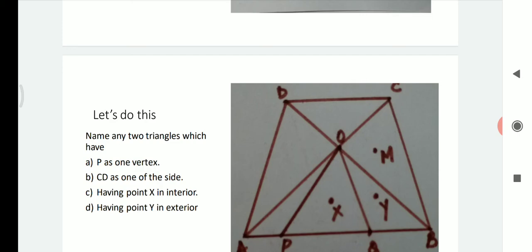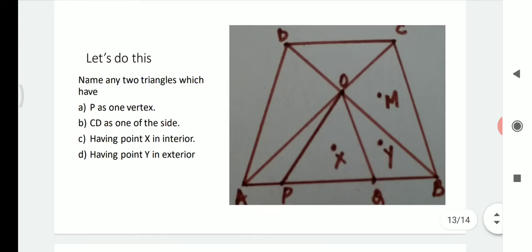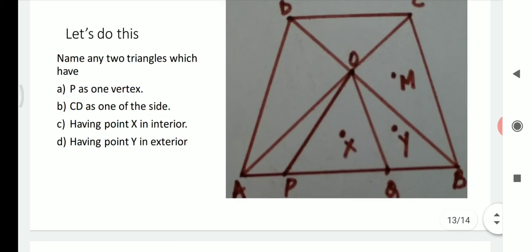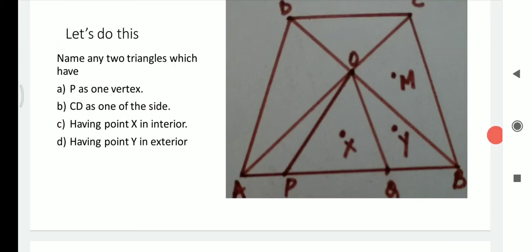Now the third point. Having point X in the interior. Point X should be in the interior. The point should be inside the triangle. Now same. In the interior of triangle POQ there is a point X. Right? Is there one more triangle? Let me check. Yes. Triangle AOQ. Look carefully at triangle AOQ. In the middle of triangle AOQ, the point X is coming in the center.